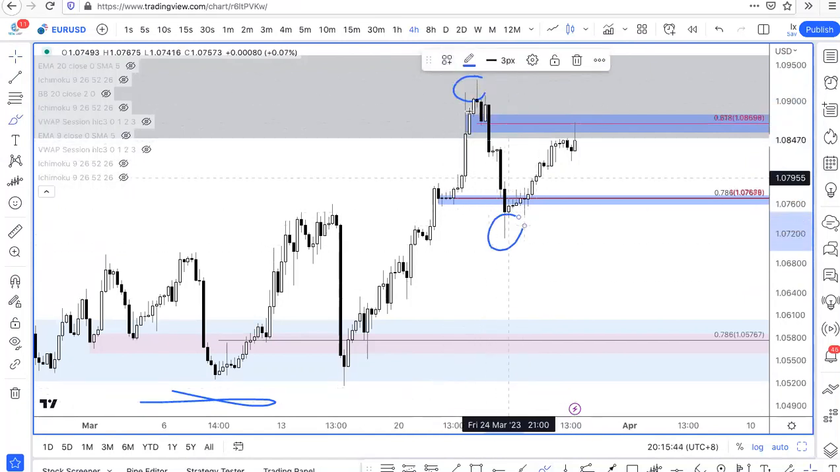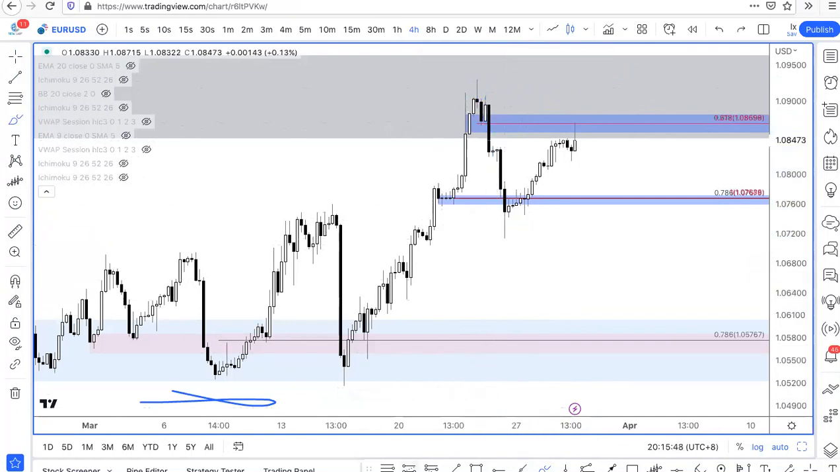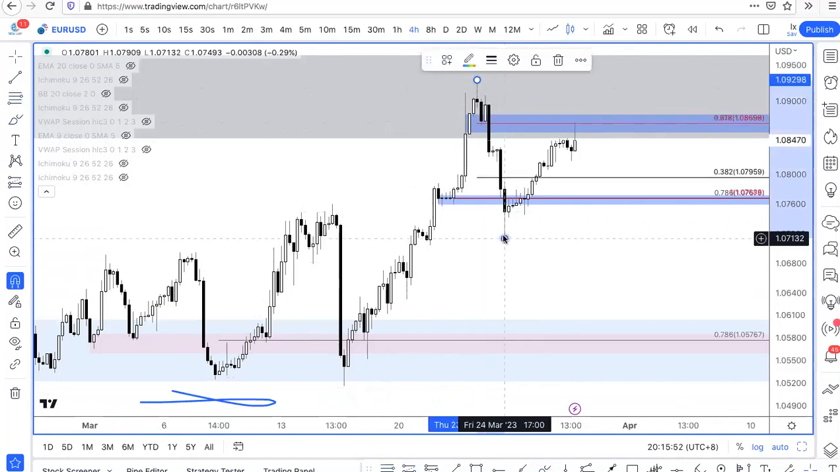And this is the lowest point, right? So my retracement should be taken from the high to low here. So let's do that and see what we have, right? So taking a retracement from the high to low.